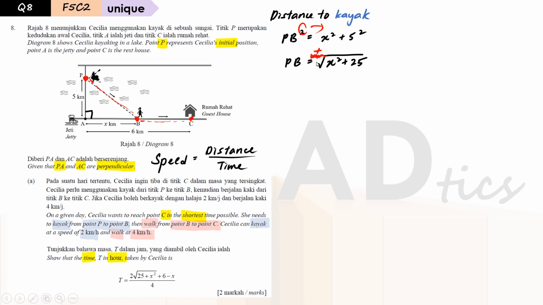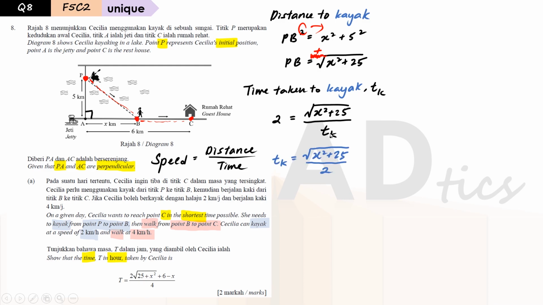So now we have found the distance, and the question gives us the speed of kayaking already. So we can use this formula to find the time taken to kayak. I'm going to denote this as TK. Substitute the information that we have, and if you want to find TK, we just switch the places between 2 and TK to get the time taken. So this is for kayaking.